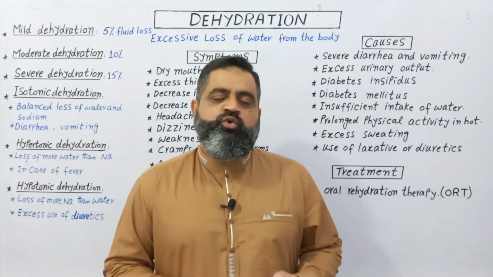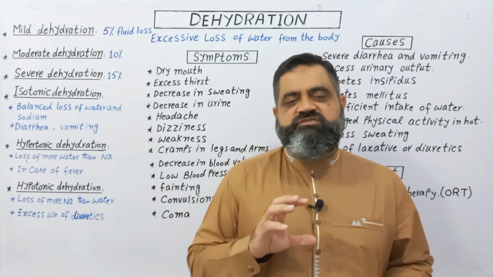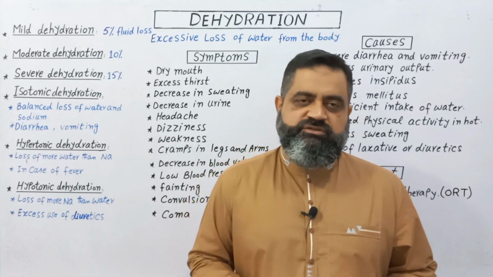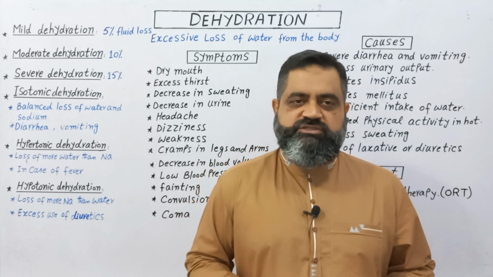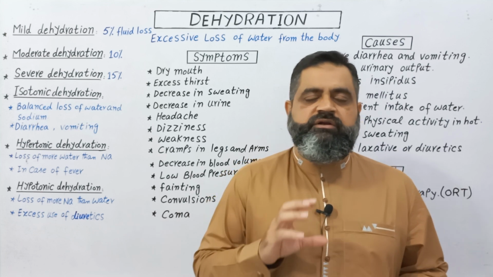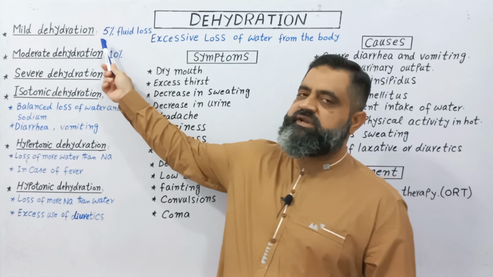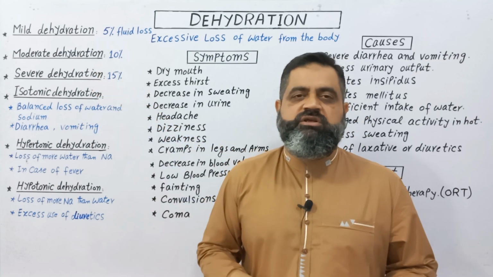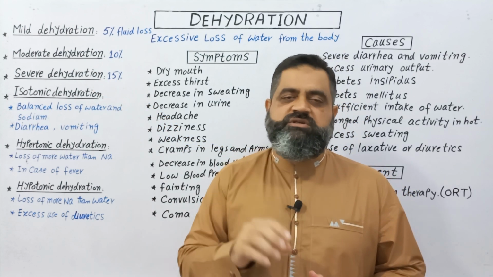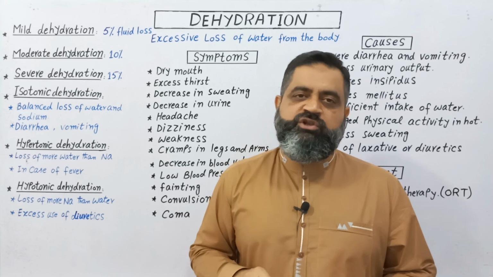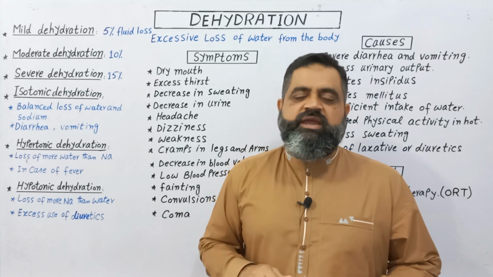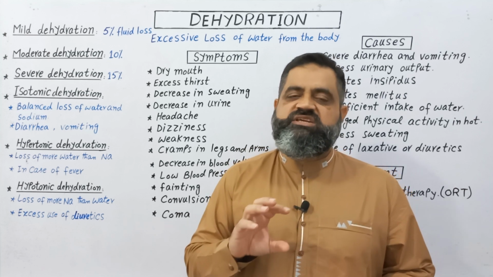First of all, we are going to discuss some classifications of dehydration. There are different types of classifications and different types of dehydration. Number one, mild dehydration. In this condition, there is a 5% loss of body fluids from the body and the symptoms are not very severe.